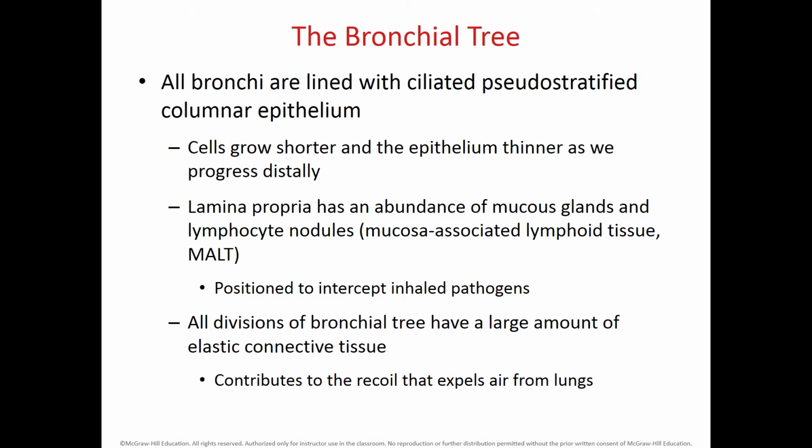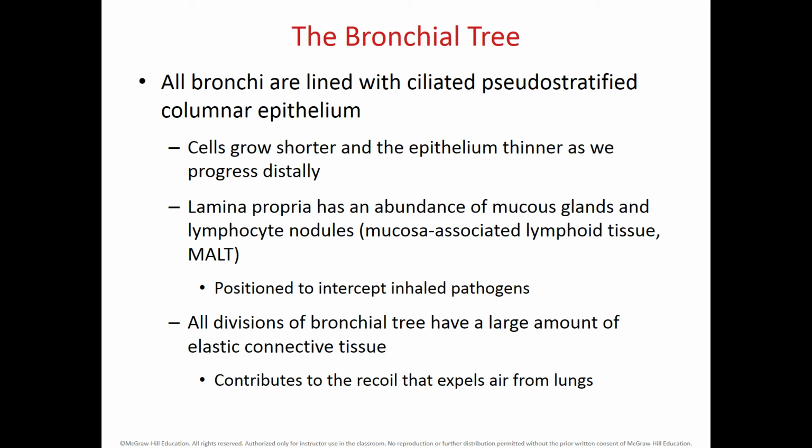Now for the bronchial tree. The bronchial tree is lined with ciliated pseudostratified columnar epithelium. So basically columnar epithelium. And as you move distally into the bronchial tree, you will have a change in epithelium. The cells will become shorter and thinner, and eventually you will have a complete change of epithelium into cuboidal and then into simple squamous epithelium when you reach the alveoli.